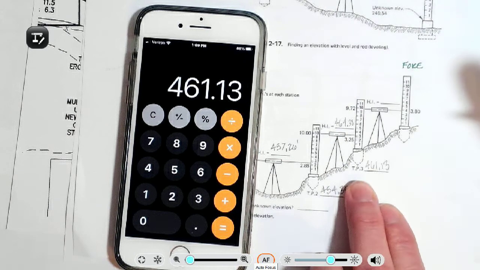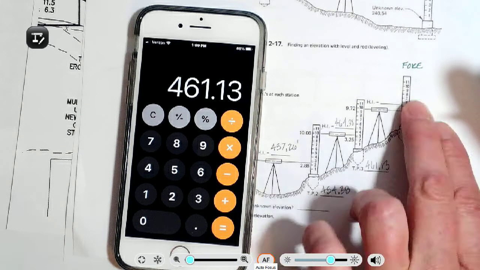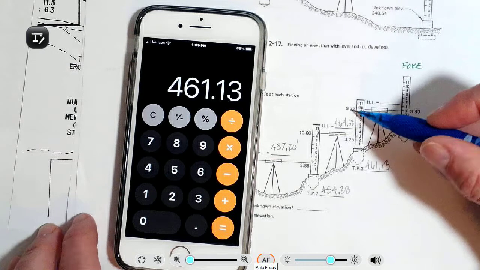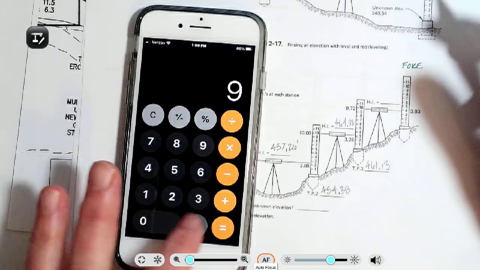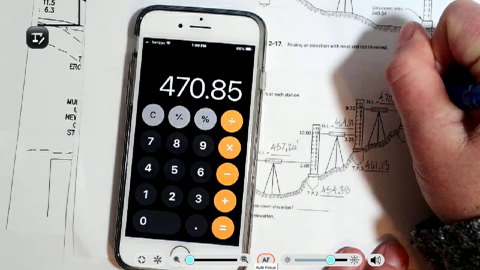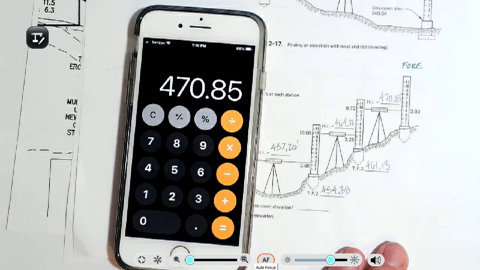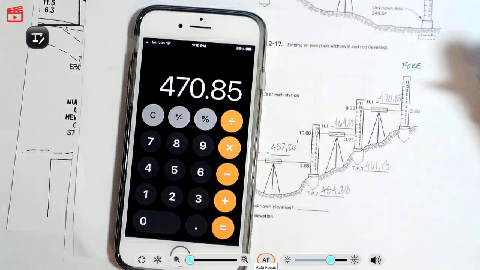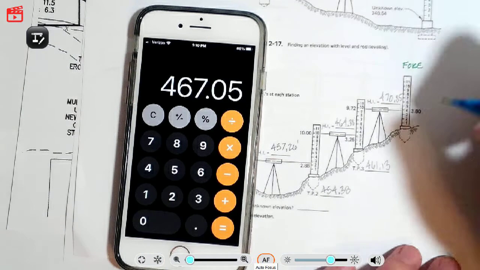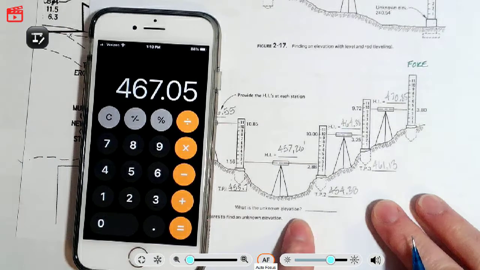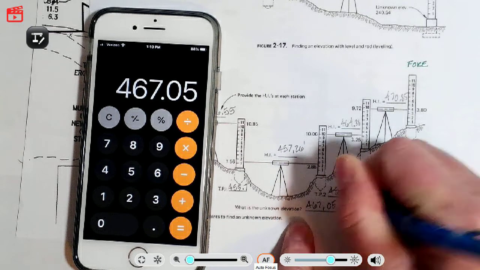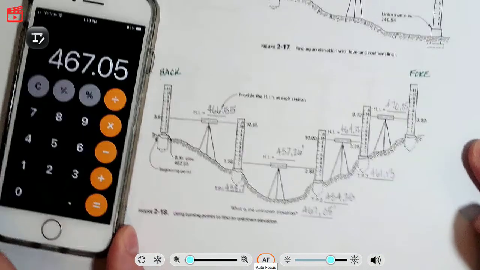For our temporary point 3. And then our last step to get our unknown point will be to add 9.72. That gives us our instrument height of 470.85. And then the last step to get our final point here is to subtract 3.8. So our unknown elevation is 467.05 feet. Now let's just look at this whole thing too and see if that makes sense.